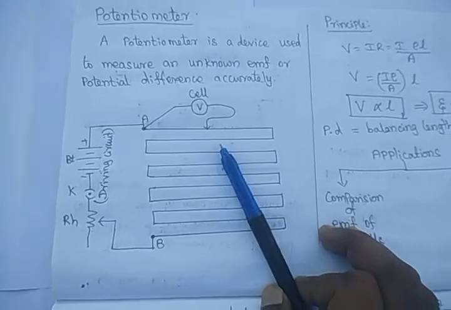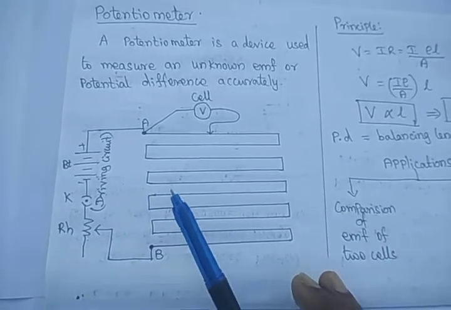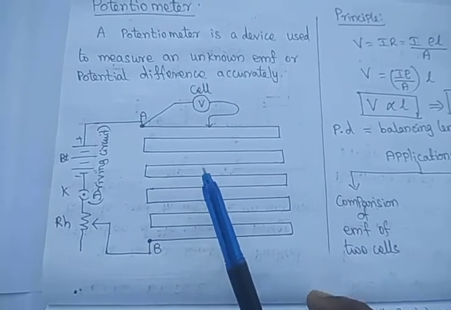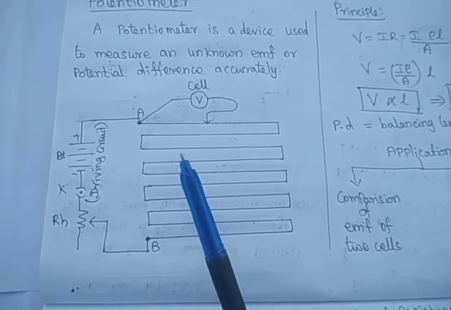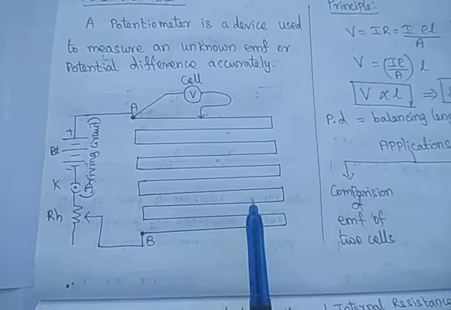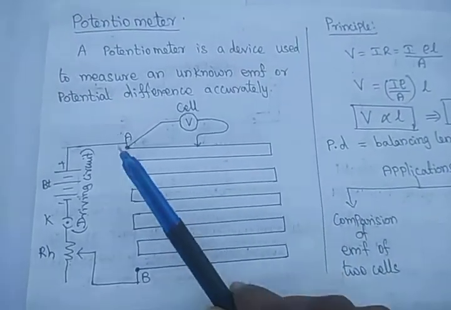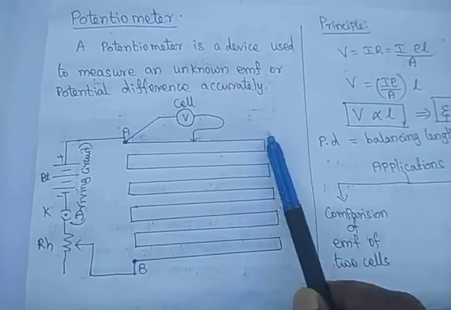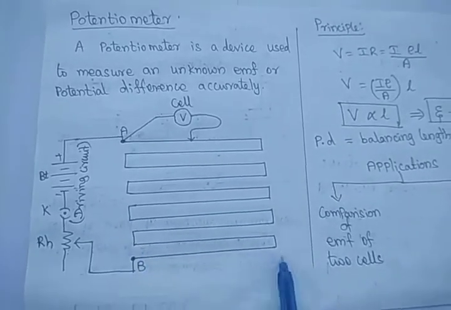So this is a circuit. This circuit is similar to meter bridge. In the meter bridge, we are using a 1 meter wire. Instead of 1 meter wire, if you are using a 10-meter wire, that is called a potentiometer. Very simple. The terminals A and B will be connected with 10-meter wires.